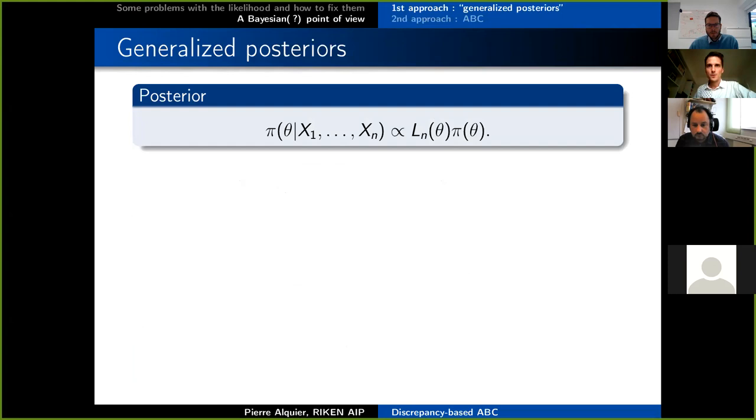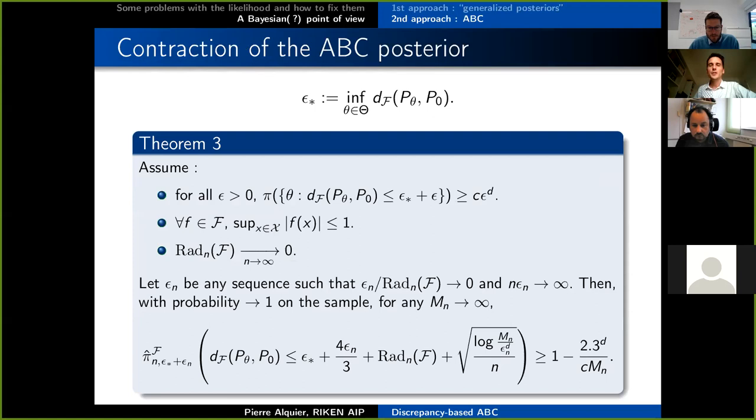I'll come back to the slide here. Essentially, indeed, I should have reminded the notation here, but you have this Rademacher complexity. It makes the rate here a little complicated, but actually this one will converge to zero or not. And it will converge to zero essentially if you choose your integral probability semimetrics well.